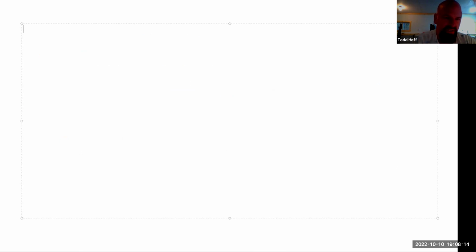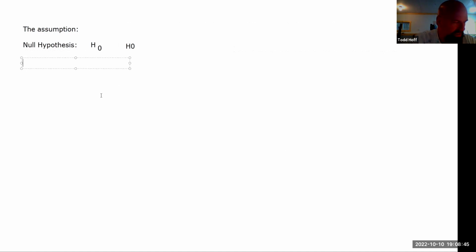So the assumption that we make is called the null hypothesis. And the abbreviation for it is H with a subscript 0. Now, from now on, I'm just going to write H with a 0 after it instead of trying to do it in subscript, just for sake of speed here. But that null assumption can take on one of three forms.